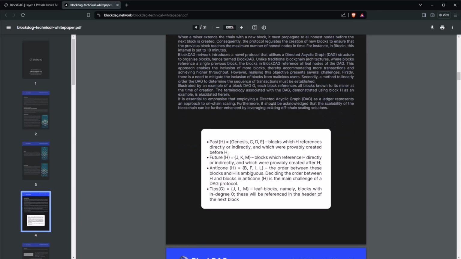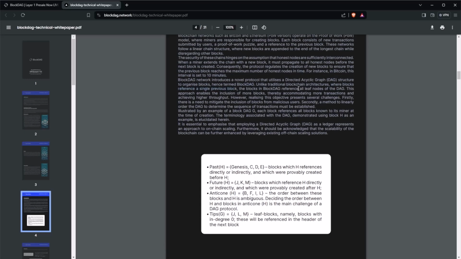Unlike traditional blockchain architectures where blocks reference the single previous block, the blocks in BlockDAG reference all leaf nodes of the DAG. This approach enables the inclusion of more blocks, therefore accommodating more transactions and achieving higher throughput. However, realizing this objective presents several challenges. Firstly, there is a need to mitigate the inclusion of blocks from malicious users. Secondly, a method of linear ordering for the DAG to determine the sequence of transactions must be established.